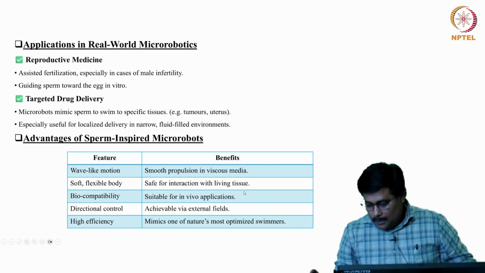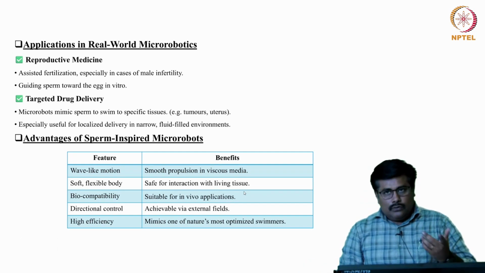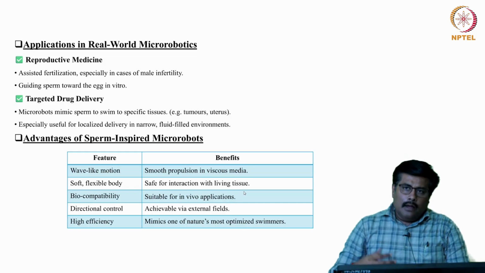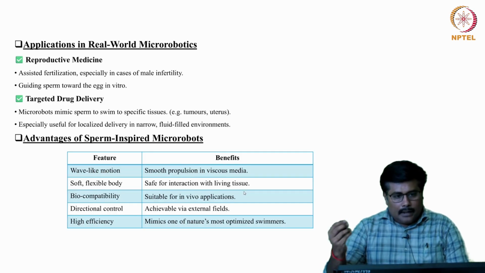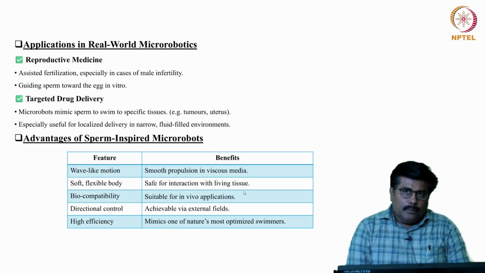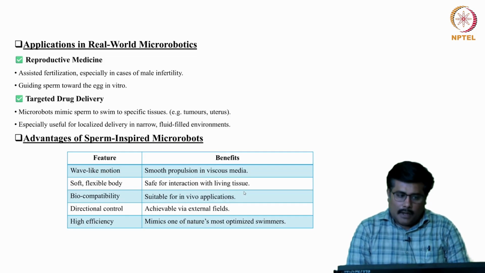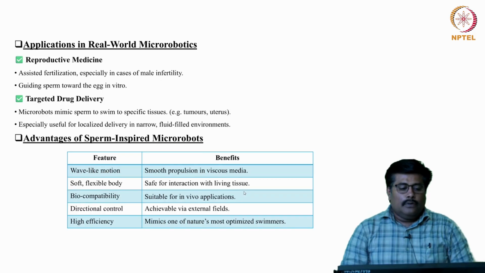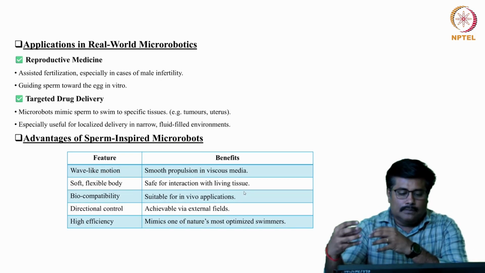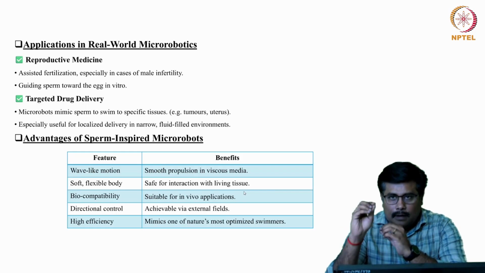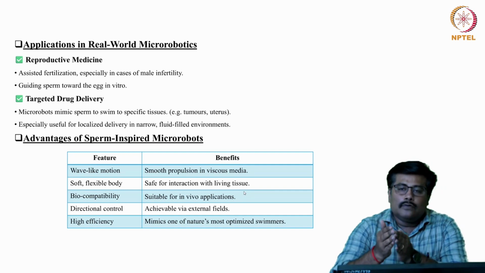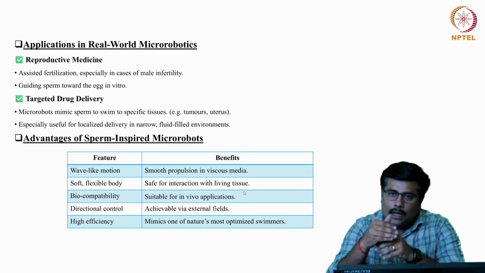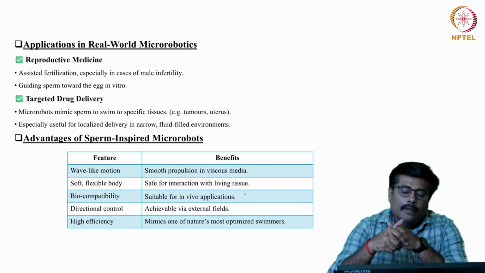From the application point of view, they are highly used in reproductive medicine, such as assisted fertilization, especially in the case of male infertility, and guiding sperm towards the egg in vitro. And in the most important case, it is highly used for targeted drug delivery. These micro robots mimic a sperm to swim to specific tissues where a tumor or a uterus is located, and then it is used for a targeted system. Ideally, it is especially useful for localized delivery in a narrow as well as fluid-filled environment.